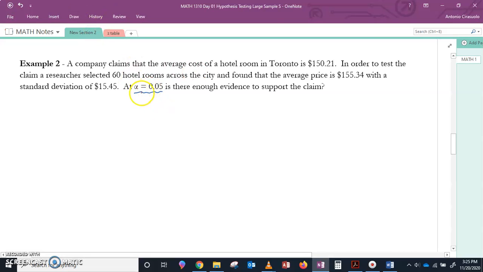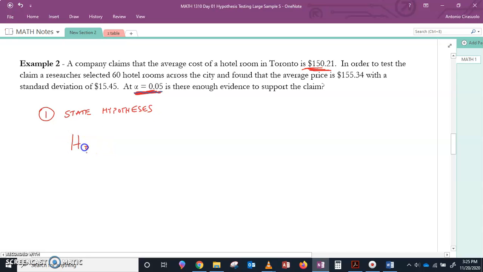Now, first of all, once again, this is telling us the area of the critical region, the error or the probability of making a type 1 error, that is rejecting our null hypothesis when it's true. Now, before we start, it's saying here that the average cost of a hotel in Toronto is $150.21. So in terms of our hypotheses, first is to state the hypotheses. We're going to write the following.